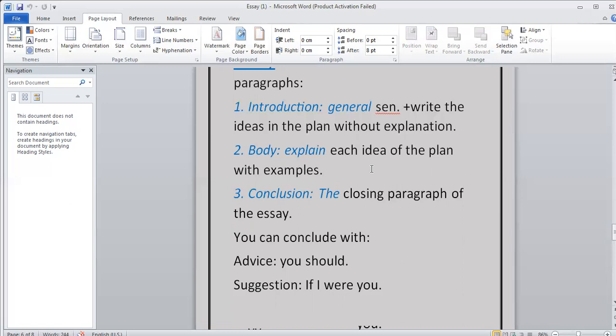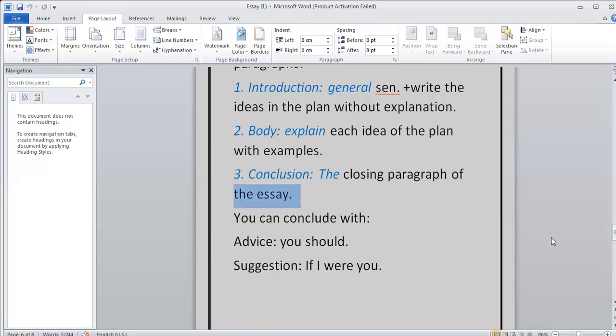Number 3, conclusion. Conclusion is the last paragraph in the essay, or the closing paragraph of the essay. We can conclude, and we will end the essay with either advice or a suggestion. For advice, I can say you should keep the environment clean, you should protect the environment, you should find solutions to save or to protect the environment.